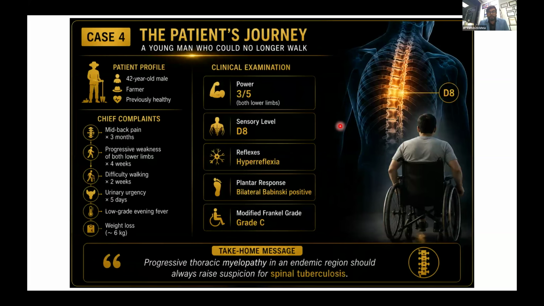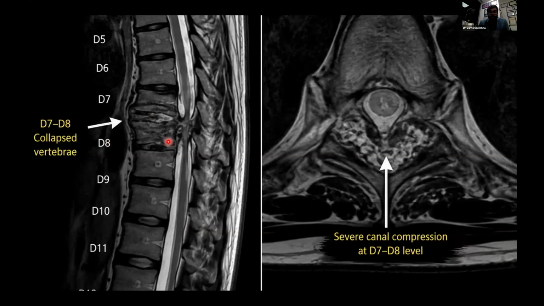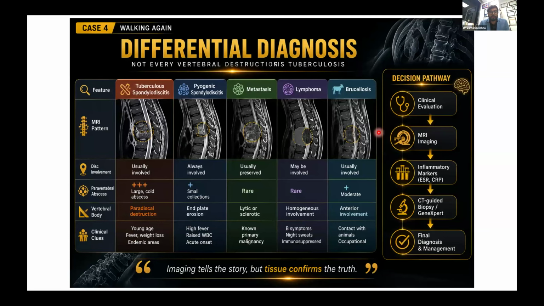Now the spinal tuberculosis, because of the time constraint, I'll run through it fast. This was a 48-year-old male. You can see at D7, D8 there was compression and complete collapse of the vertebral bodies, compressing the cord at D7 and D8. Again, we had the same discussion. It could be discitis, metastasis, lymphoma, or brucellosis.